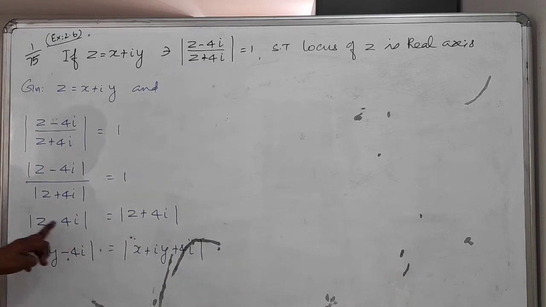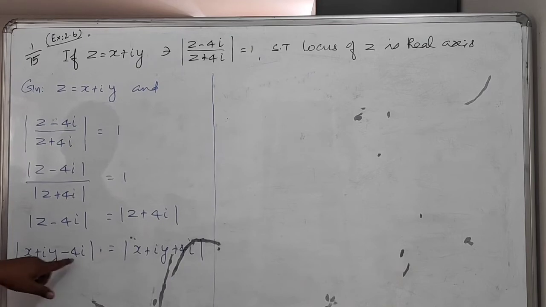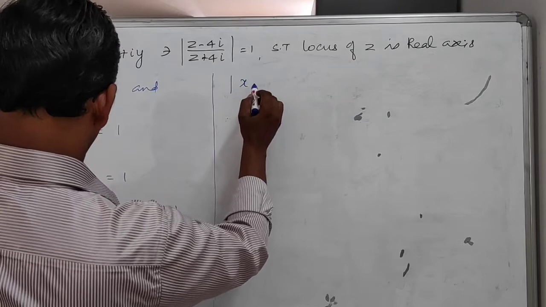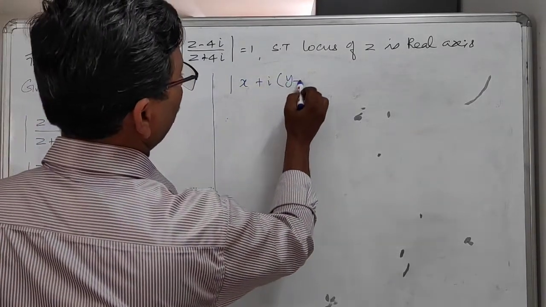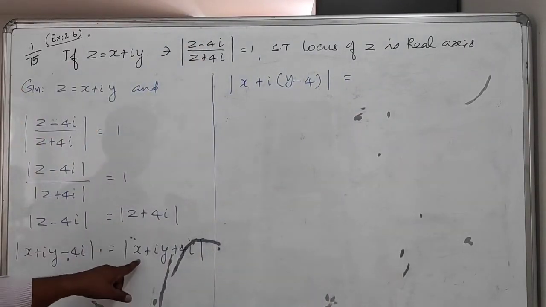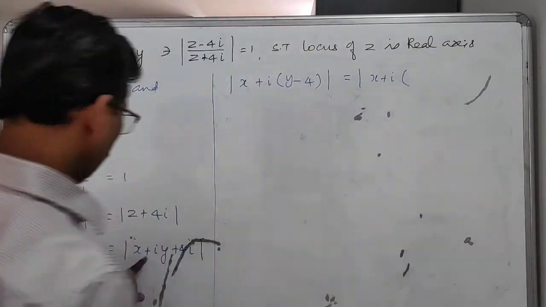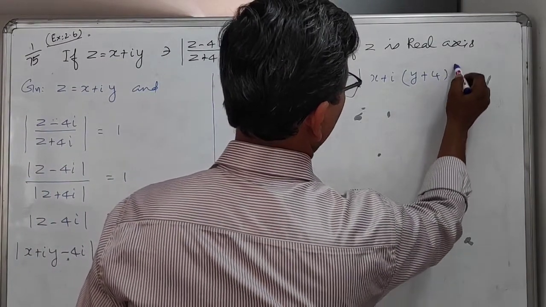Now we can write this in the rectangular form, meaning we have to write the real part and imaginary part separately. Here I am writing these two as imaginary parts, so these two things are clubbed together. You can write the modulus of x plus i, taken outside, into y minus 4. This is the left hand side value. Then on the right hand side you can write x plus i into y plus 4.